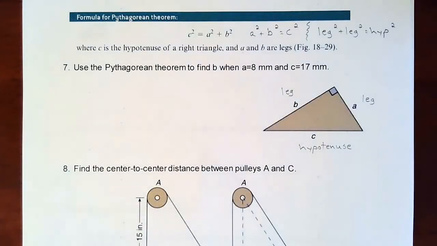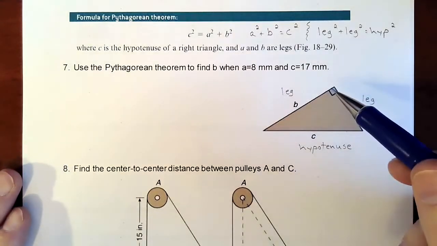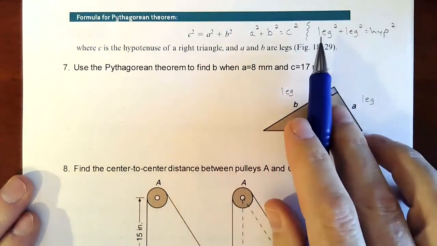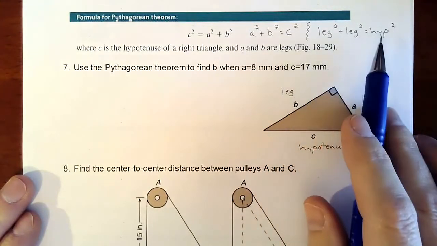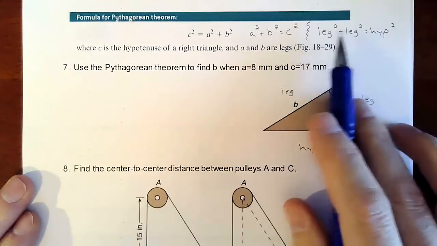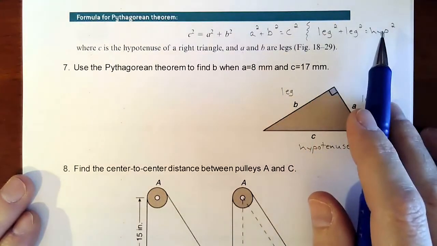In this video, we are going to talk about Pythagorean theorem. And Pythagorean theorem only works on right triangles. The relationship with Pythagorean theorem is that if you take leg squared plus leg squared, it's going to equal hypotenuse squared. So you square the leg, add those two together, and that value should add up to the exact same thing as the hypotenuse being squared.